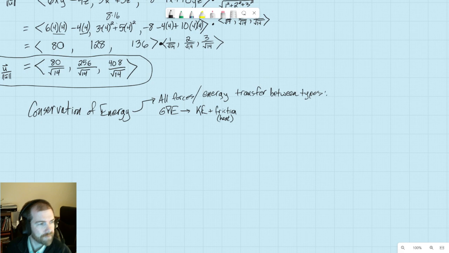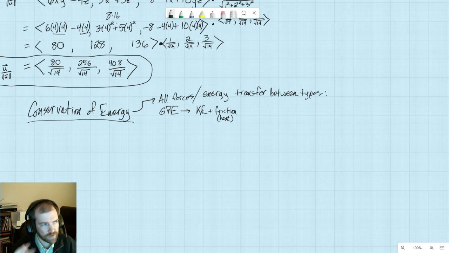Absolutely. Go for it. So in terms of conservation of energy, the energy is going to transfer between types. So your gravitational potential energy, wherever you have it, is almost exclusively going to transfer into kinetic energy and friction heat, so thermal energy in some way, shape, or form. Again, almost exclusively. And this also works for chemistry. You have this chemical energy. Oh, anything you want.